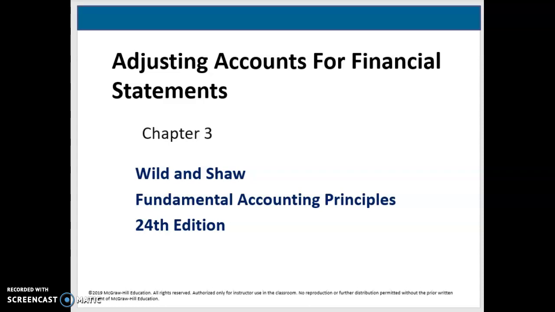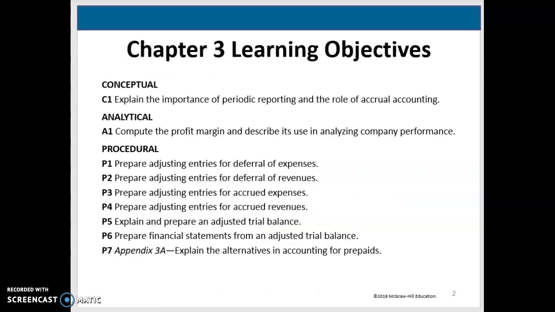All right, it is now time for Chapter 3, where we learn how to adjust accounts at the end of the period. So let's take a look at what we're going to see in Chapter 3. Here are the objectives. We're going to be looking at why we have reporting and what the adjustments need to be. We do have a ratio that we're going to do called the profit margin ratio at the end of the chapter. We're going to learn how to do some adjusting entries, so new types of journal entries that we do to adjust accounts at the end of the period.